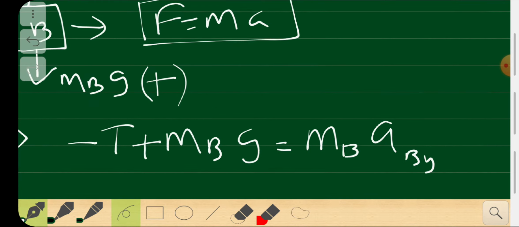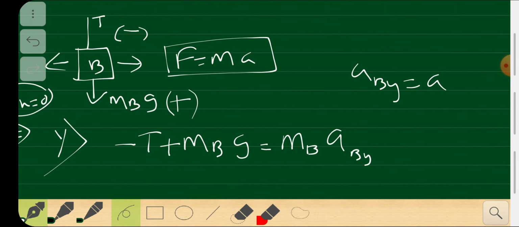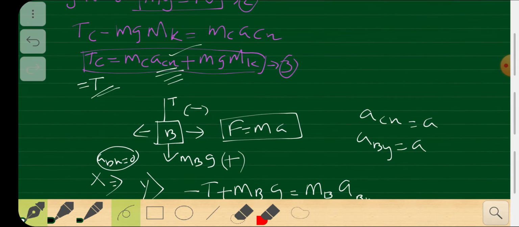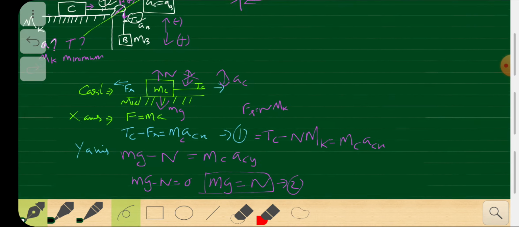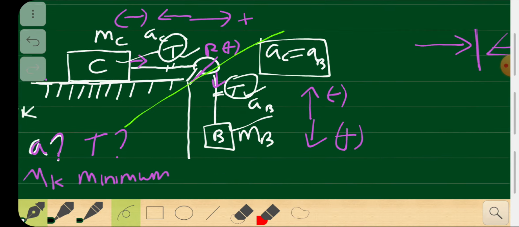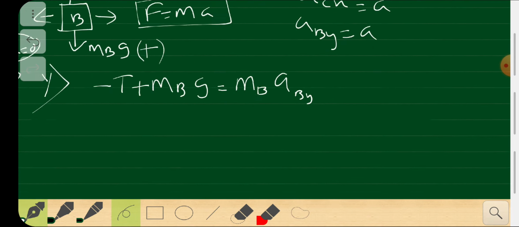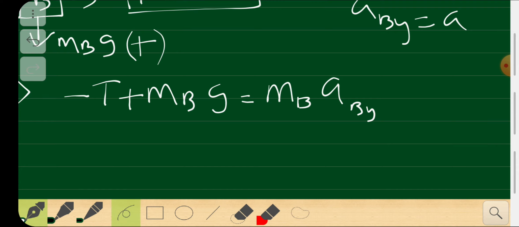So this a by is equal to a, which is the common acceleration, because they are both connected to the same thing. So you can call a c x must be equal to a c y is equal to a b y is equal to a. Because they are both going in the same direction, they are connected. If the cart is accelerated, then the block is accelerated with the same acceleration. Okay, so we got the case of the block.